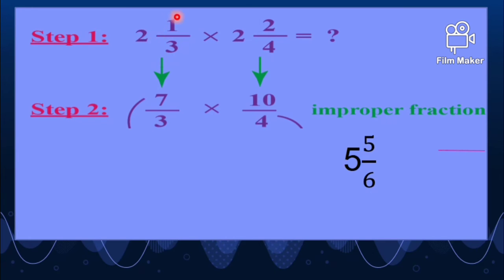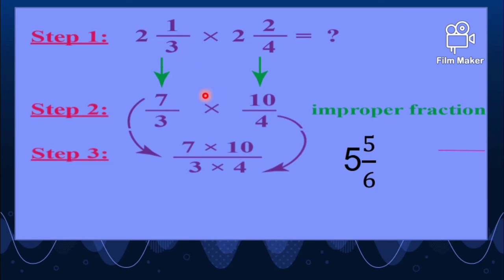3 2s are 6, 6 plus 1 is 7, so 7 by 3. 4 2s are 8, 8 plus 2 is 10, so 10 by 4. Now 7 by 3 multiply by 10 by 4, and according to the rule, we will multiply the numerators together, 7 multiply by 10, and the denominators, 3 multiply by 4. 7 tens are 70 and 3 fours are 12. Numerators multiplied together give 70 and the denominator is 12.